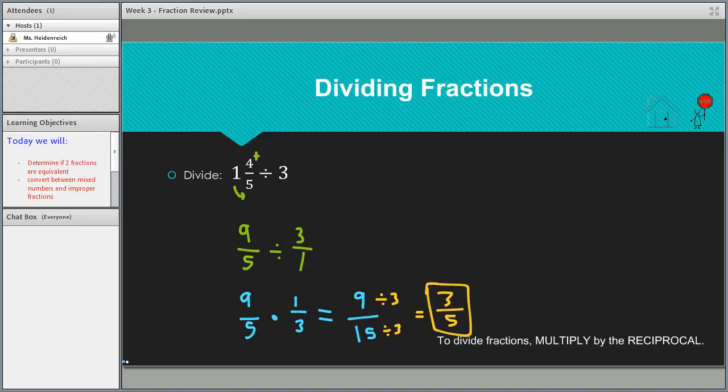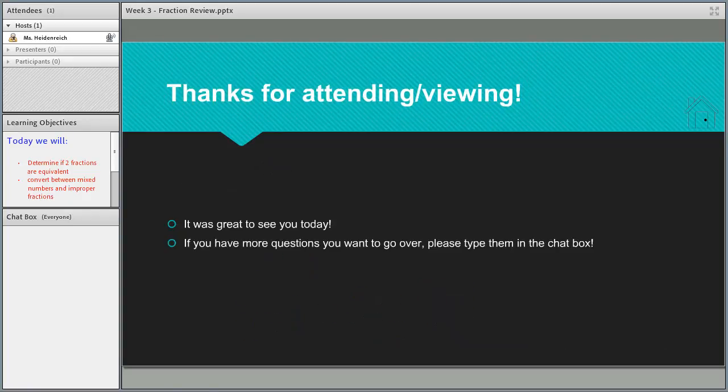And if simplifying is challenging for you because you don't see it right away, keep practicing because the more you look at numbers and the more you think about factors, the easier it's going to get and you're going to be really good at it after a while. Now that's it. We've covered all of our objectives for today.